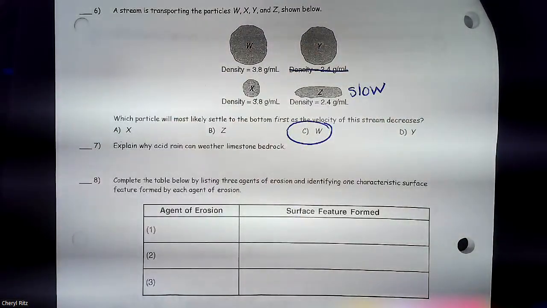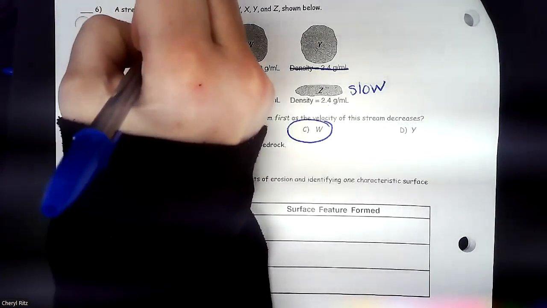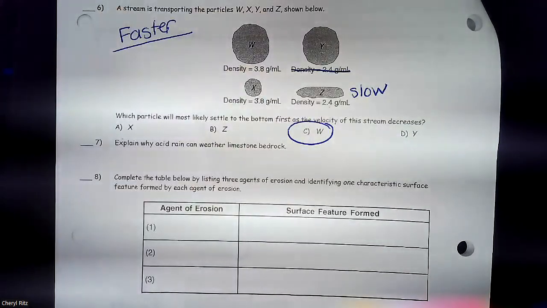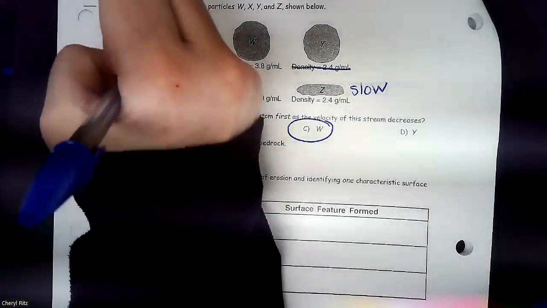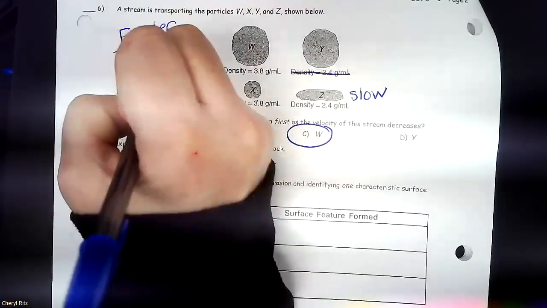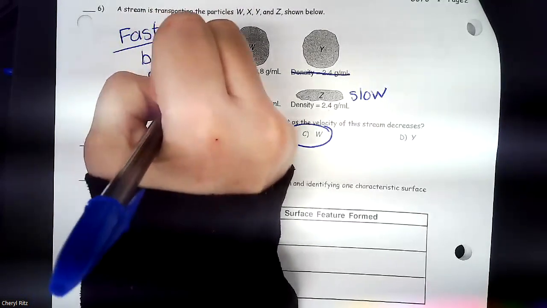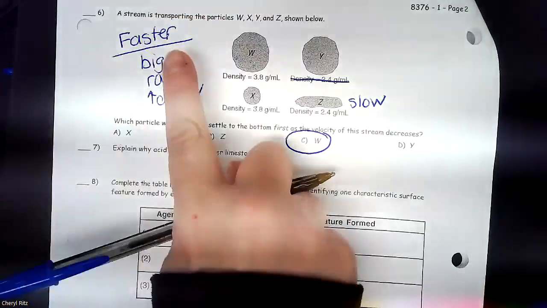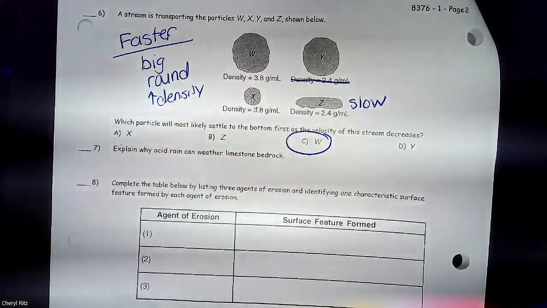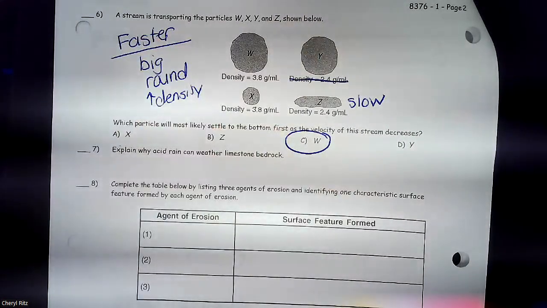So what are the 3 things that affect settling rate? So how do they get to the bottom faster? What do they got to be? They gotta be bigger, round, and higher density. So guys, I just wrote this note here. If you're ever going to look back at this packet when you're reviewing how to do this stuff, that might be a good note to have on the side of your paper.